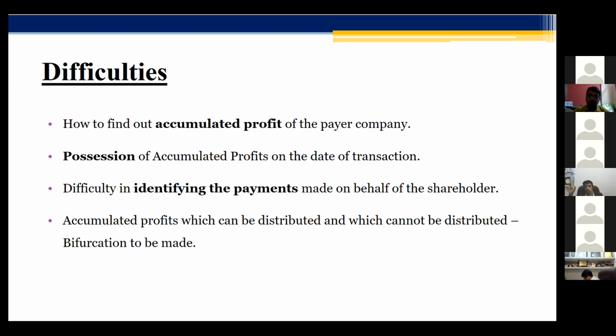Because only advances which have been given in the current year can be taxed in the current year, and that needs to be included in this particular clause. So if there is already an opening balance of accumulated profits, and those accumulated profits have already been given as advance, which was in the nature of dividend though it did not suffer tax, then according to me, any fresh advances given in the absence of accumulated profits shall not be reported. There is difficulty in identifying the payments made on behalf of the shareholder. Accumulated profits which can be distributed and which cannot be distributed, a bifurcation needs to be made.